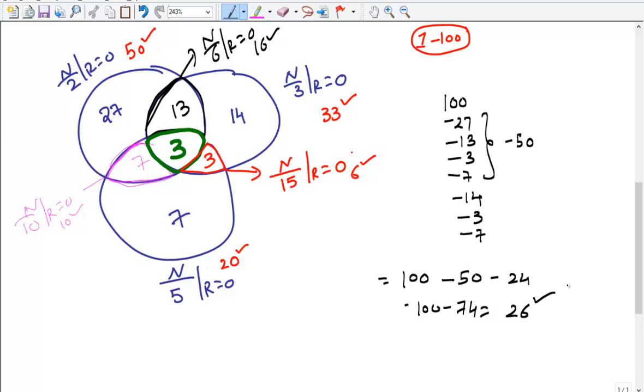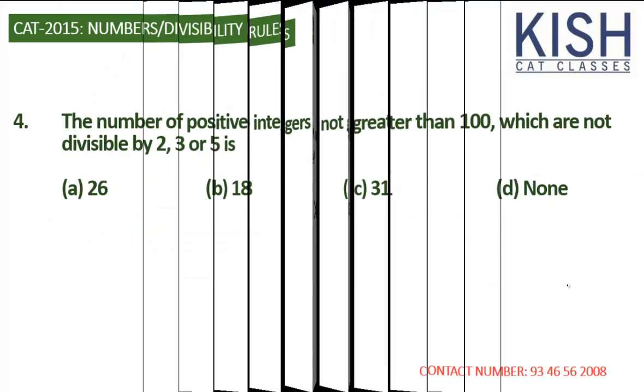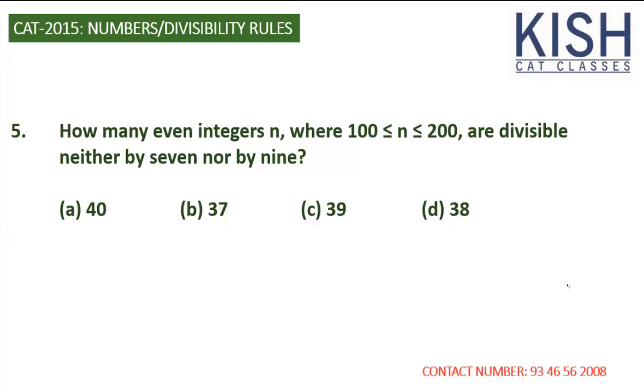Let's solve the next question. That's question number 5. How many even integers n, where n is greater than or equal to 100 and less than or equal to 200, are divisible neither by 7 nor by 9? So we need to find even integers n, and n is also defined, and here neither 7 nor 9.